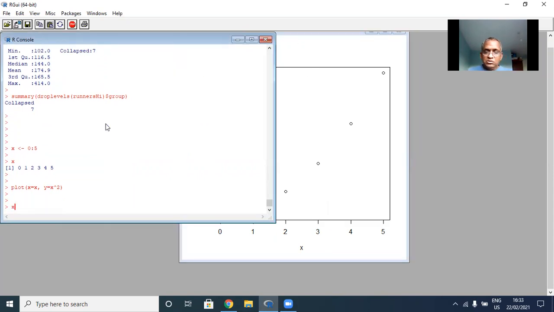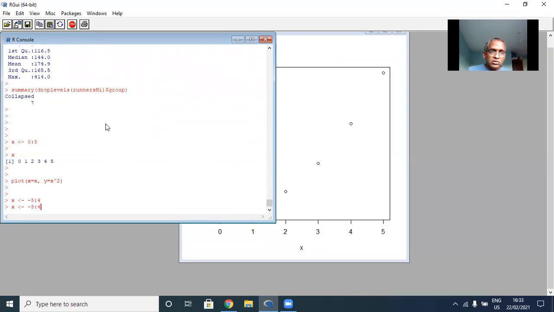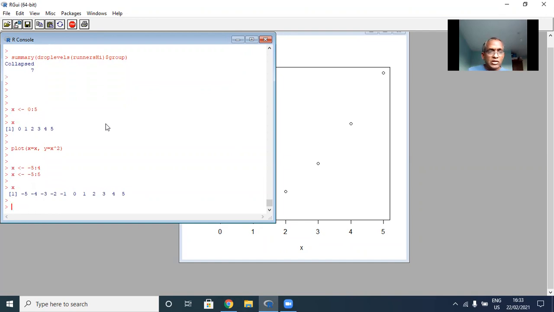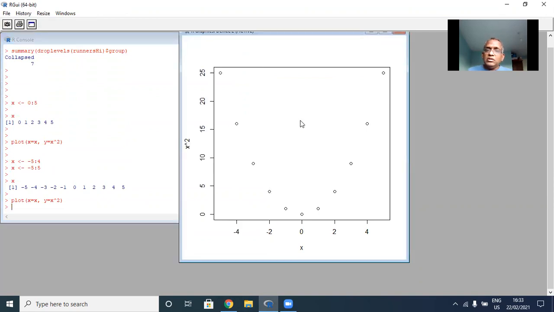Now let me do this one more time. Suppose you define x to be all the numbers from -5 to +5. Then if you do the plot one more time, this is what you will get, right? So you see that this is like a parabola. I'm sure you've seen this shape before in your first year and maybe also in your A-level, right?